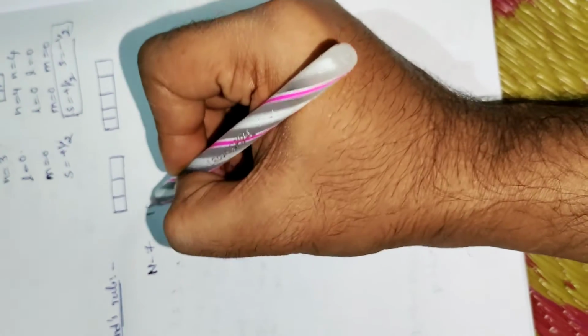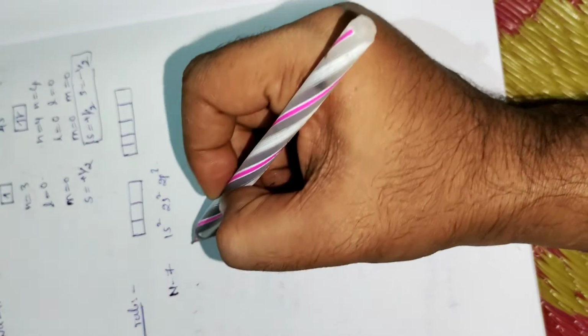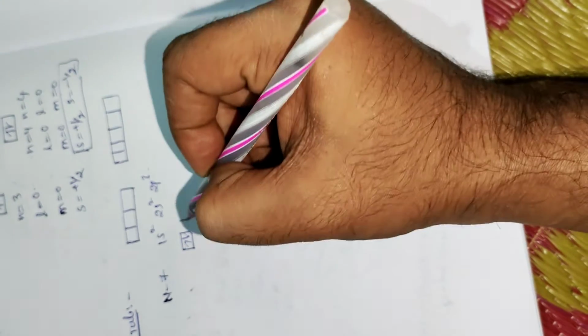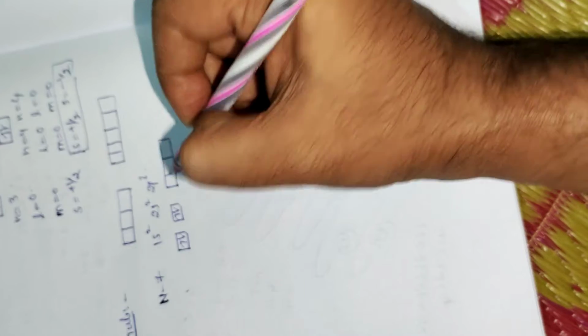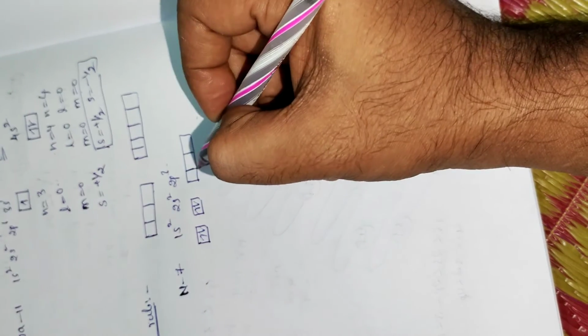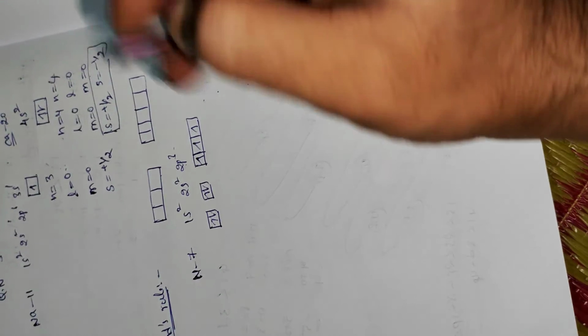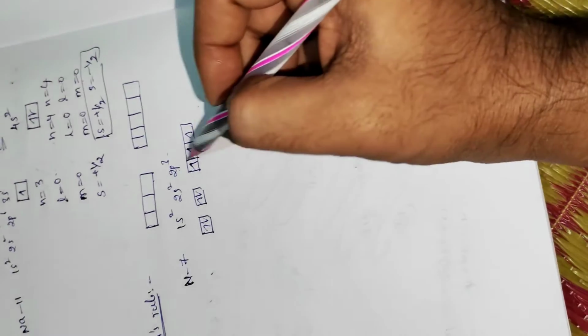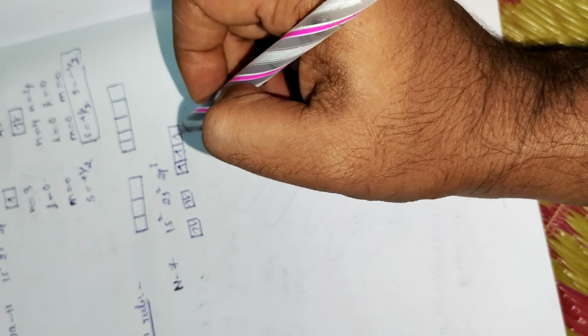For example, I can take nitrogen, atomic number 7. Electronic configuration is 1s2, 2s2, 2p3. This is the electronic configuration for nitrogen. The 1s orbital has 2 electrons, and 2s also has 2 electrons. In the 2p subshell, having 3 orbitals, there are 3 electrons. Pairing does not take place first; one unpaired electron forms in each orbital, and after that, the pairing takes place.